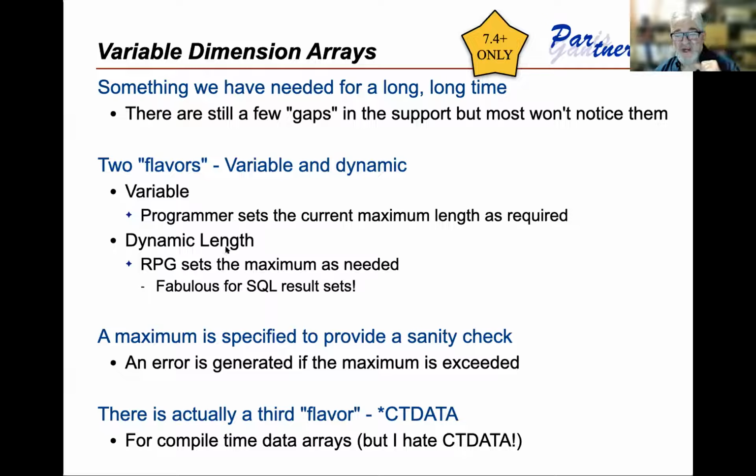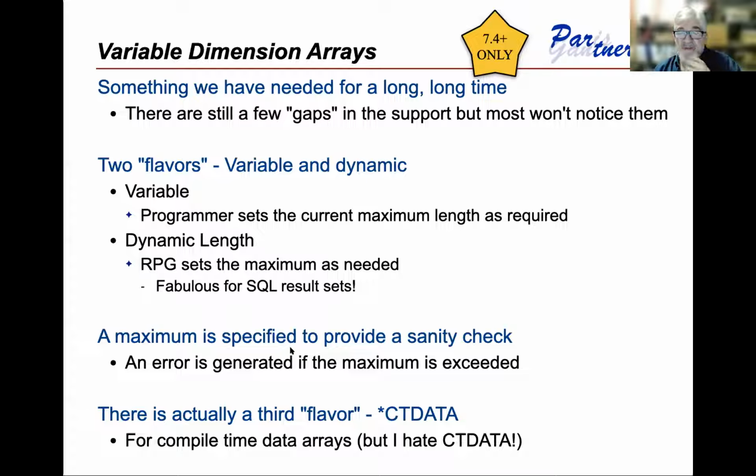But you can also have dynamic length arrays where RPG sets the maximum as required. And the maximum is set based on the highest element number added to the array. So the highest index added. So that's what makes it fabulous for SQL result sets. And it makes it easy. I don't have to mess about with SQLCOD3 or whatever the hell it is to get the number of rows. I can just say how many elements are there in my array, because after I've loaded up the array with SQL, hey, I've got the count right there.